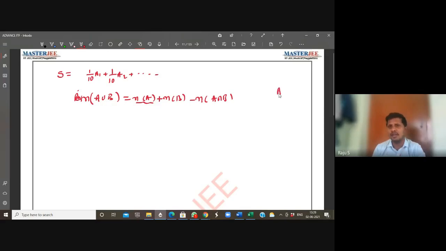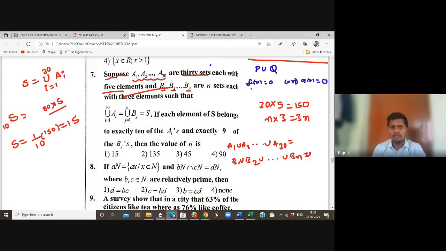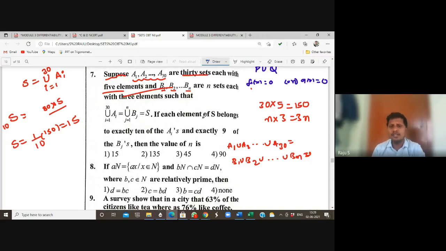This is the formula. When A and B are disjoint, then A intersection B is empty, so that value becomes 0. At that time, n of A union B is equal to n of A plus n of B. So here each element of S belongs to exactly 10 of the Ai, so we can take it like this: 10 S is equal to this 30 into 5, otherwise S is equal to 1 by 10 of this total.